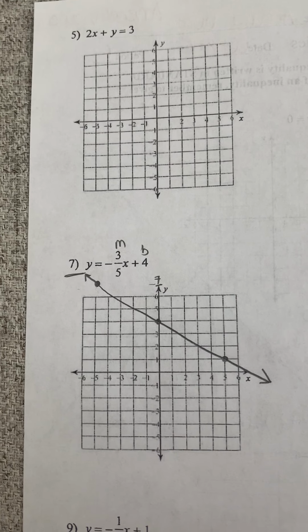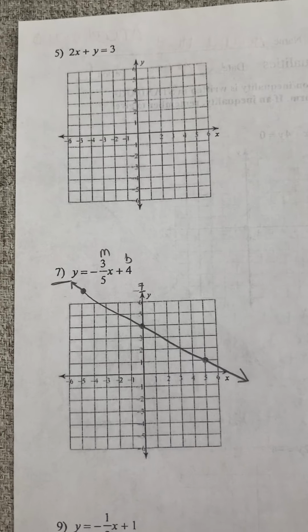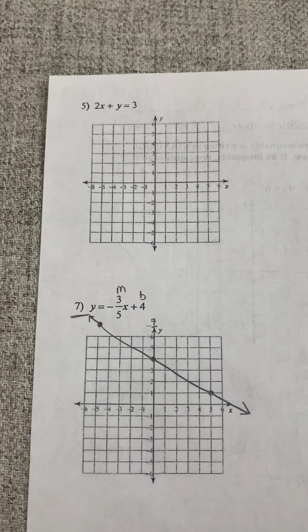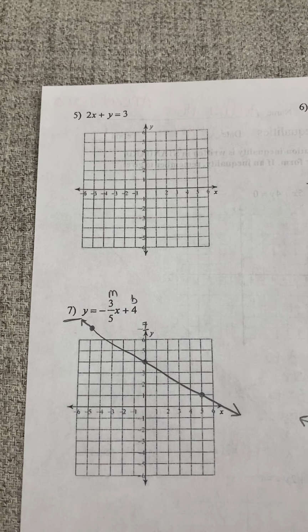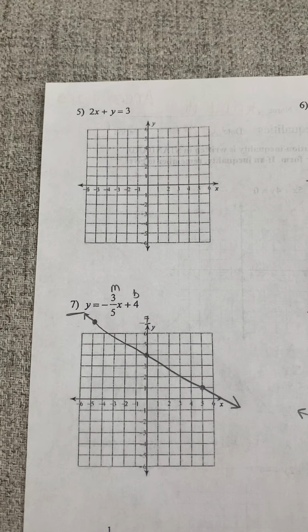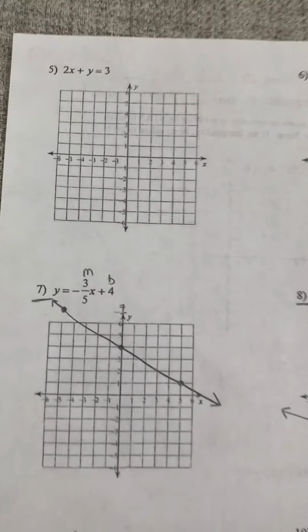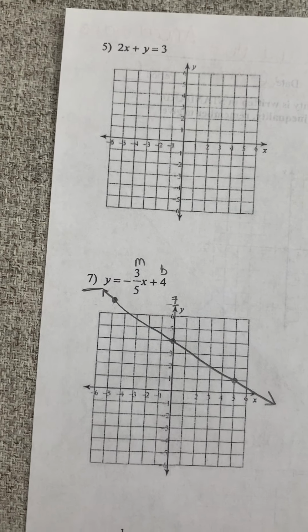So for number 7, the first thing I did was identify the y-intercept and the slope, and then I graphed the y-intercept, which is at (0, 4), and then I followed the slope down 3 and right 5, and then up 3 and left 5 to provide at least 3 points. I know you prefer 5, but the graph didn't have enough space for that.